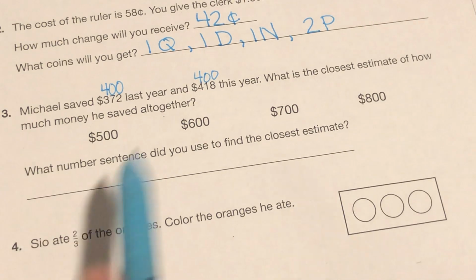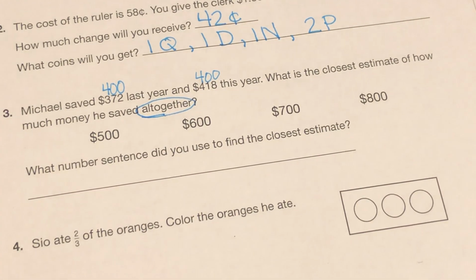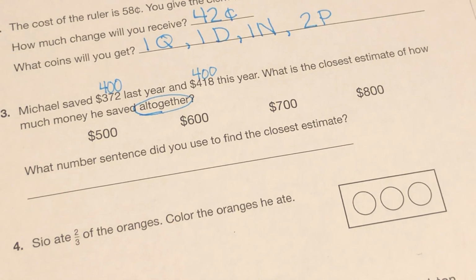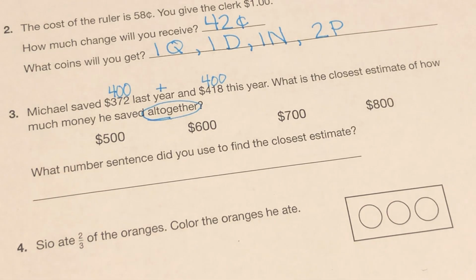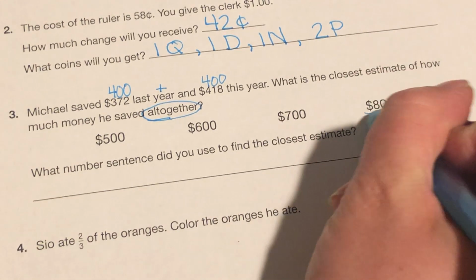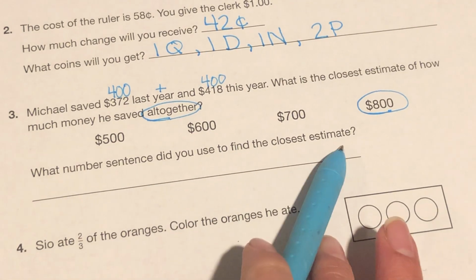Closest estimate of how much he saved all together. Bringing two things together, this is addition. So what is 400 plus 400? It's 800. Okay, what number sentence did you use to find the closest estimate?